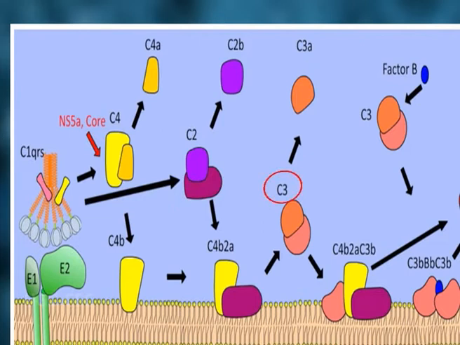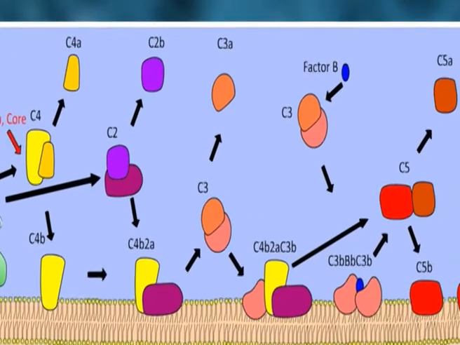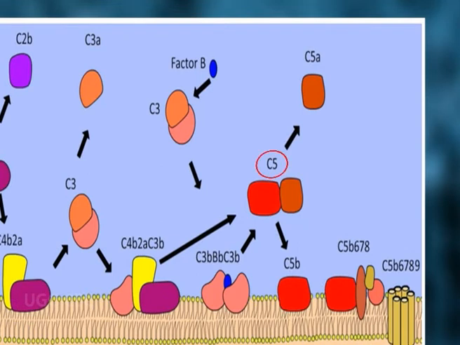Serum component C3 is then cleaved by C3 convertase into C3a and C3b. C3a is removed away and C3b attaches to the cell surface molecule near C4b2a to form a new complex, C4b2a3b, which functions as C5 convertase. This C5 convertase has a catalytic activity and catalyzes the enzymatic cleavage of C5 into C5a and C5b.